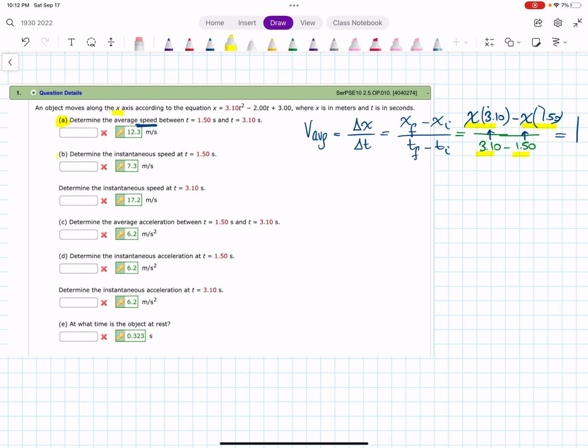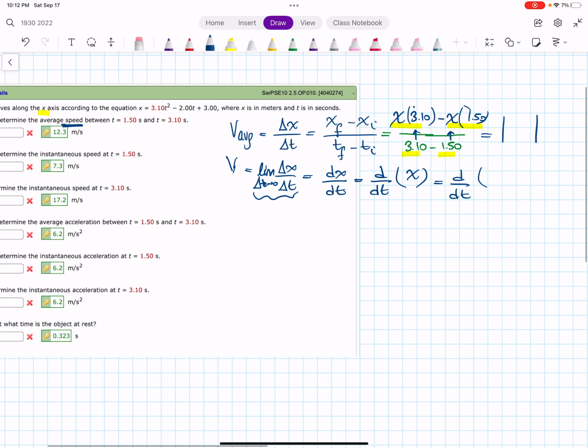Moving on to part B, determine the instantaneous speed at 1.5 seconds. How do you go from average to instantaneous? Instantaneous velocity is the same equation, delta x over delta t, but now you have to shrink delta t and make it approach 0. Delta t approaching 0. All of this really means dx over dt. What does that mean? You have to take the derivative with respect to time. The derivative of what? The position equation.